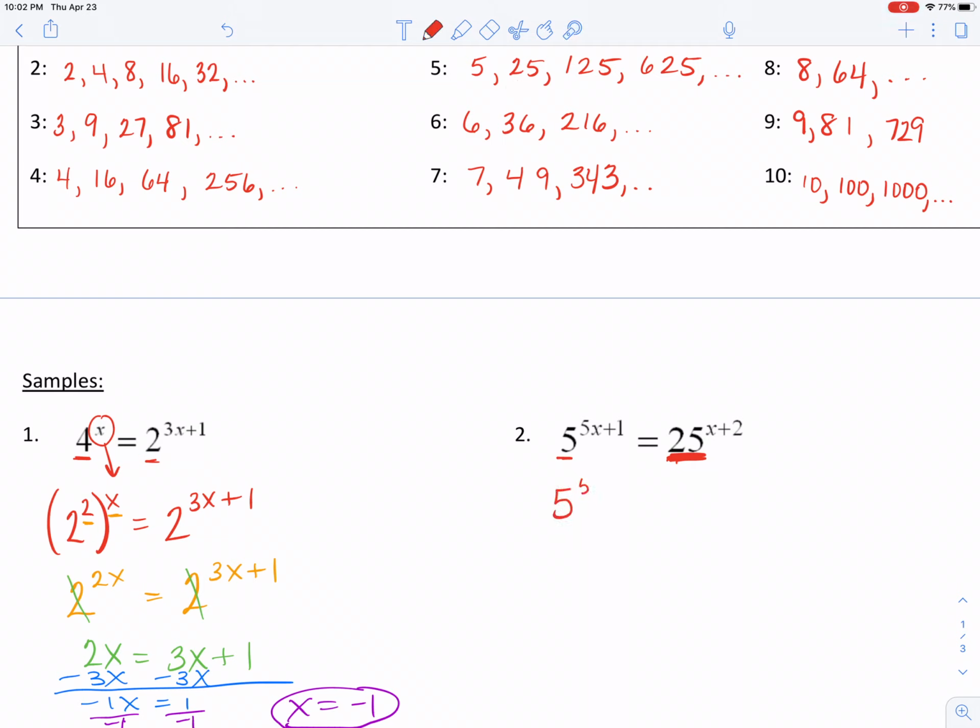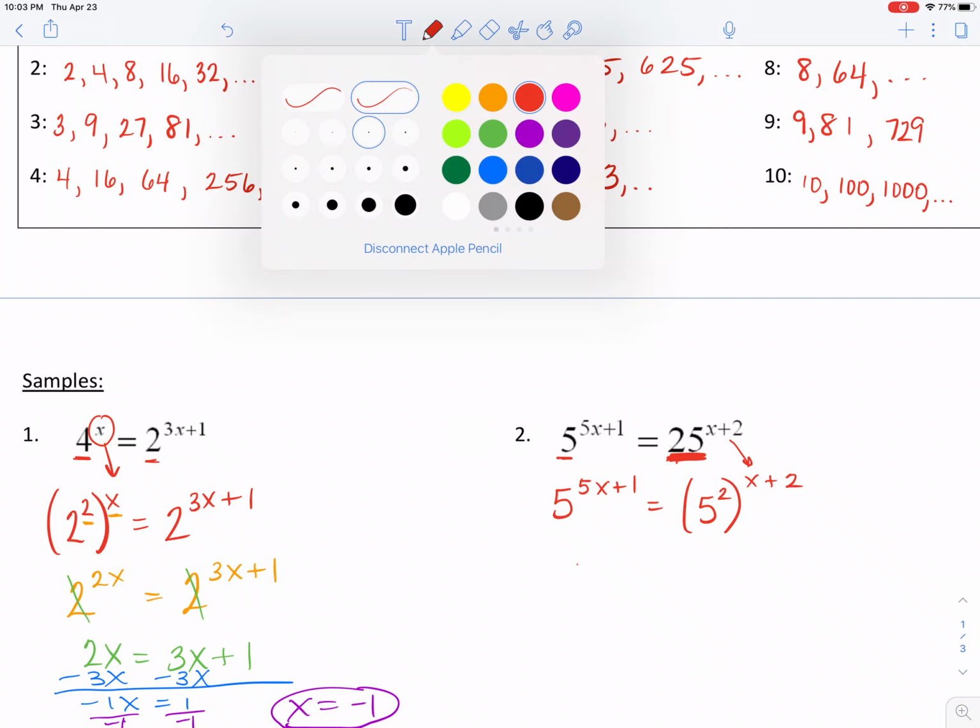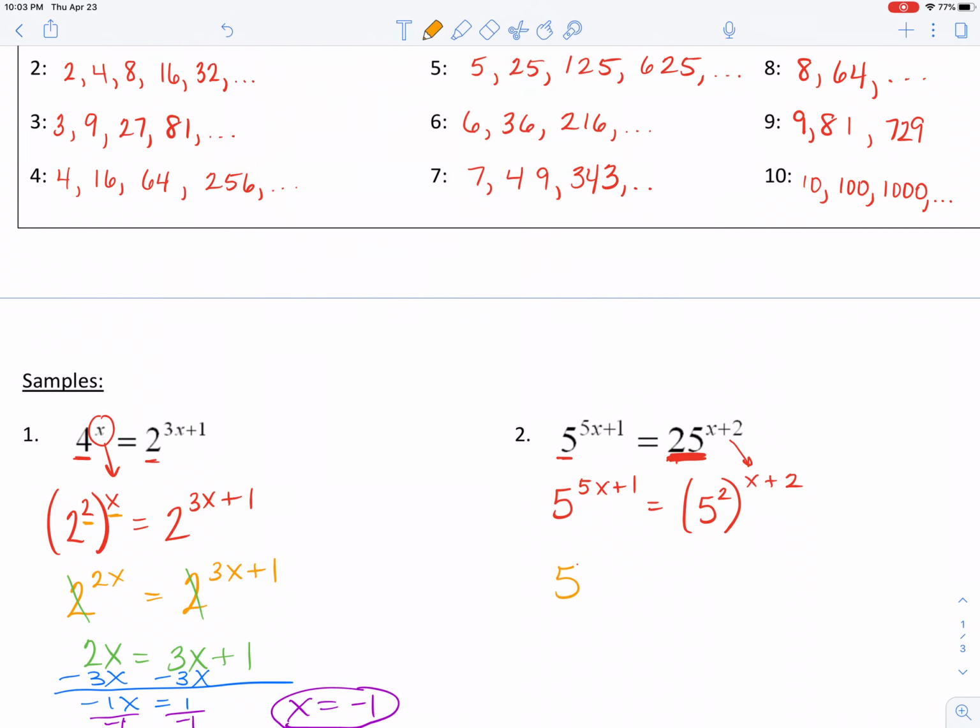So I'm going to bring down the power with the smaller base. The larger base, the 25, is going to be replaced. So you're always replacing the larger base. 5 squared. Do we all see that 5 squared is the same thing as 25? And then we bring down that x plus 2 that was there. So the 5 to the 5x plus 1 is going to come down.